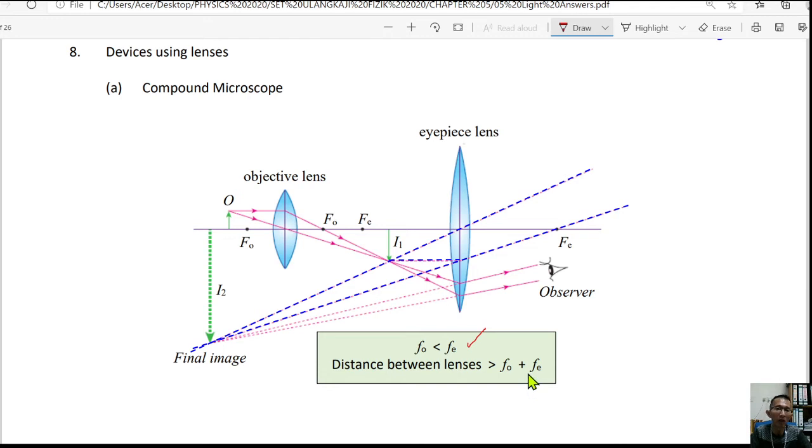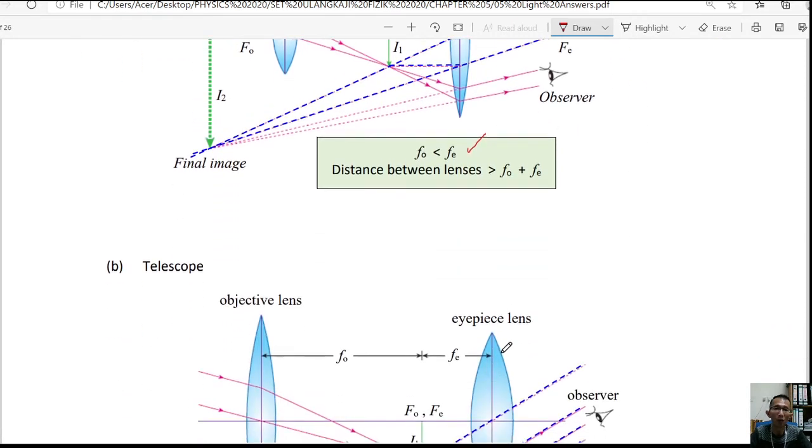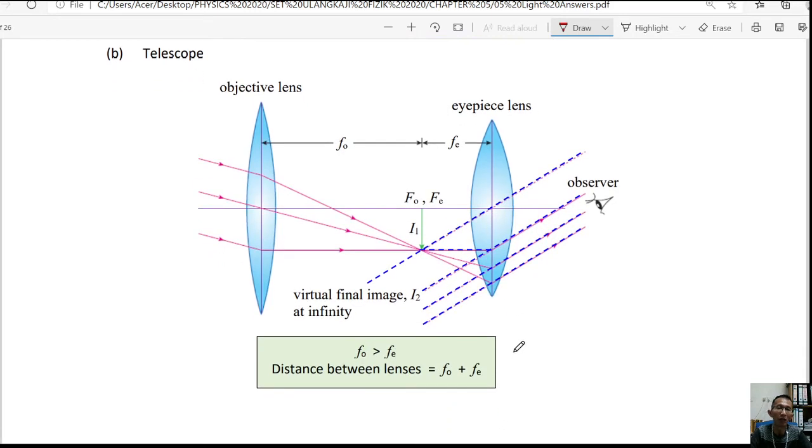So that's how we build a simple compound microscope using two convex lenses, whereby the focal length of the objective lens must be less than the focal length of the eyepiece lens. All right. Now, contrast this to a telescope. Here is the design, the layout for a telescope. Again, we are using two convex lenses, but it is a bit different here. Now our objective focal length is greater than FE.